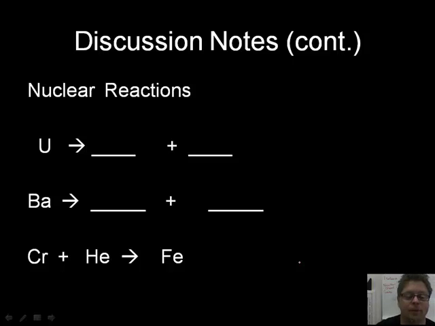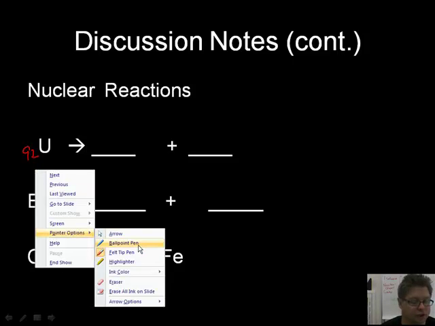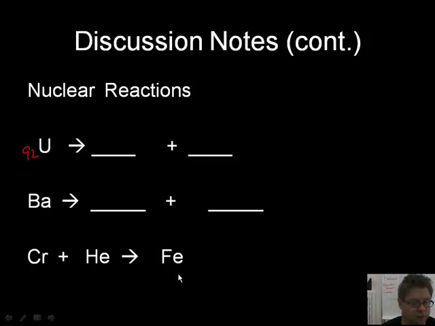So here's an example of some nuclear reactions. For this first one, this is uranium. If we look at the periodic table, uranium has an atomic number of 92. Its mass number on the periodic table is 238.